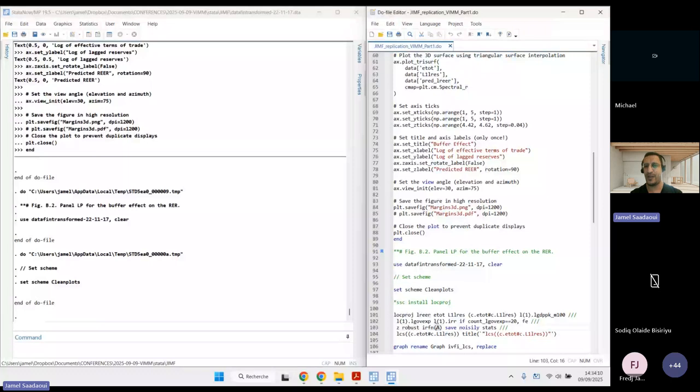I name the impulse response function. I save it, and I tell logproj to run it noisily to see each regression at each horizon, and then I will make some stats. The LCS option comes from logproj and helps you to make the shock, especially in the interaction term. And I give a name for this graph. So let's run it.